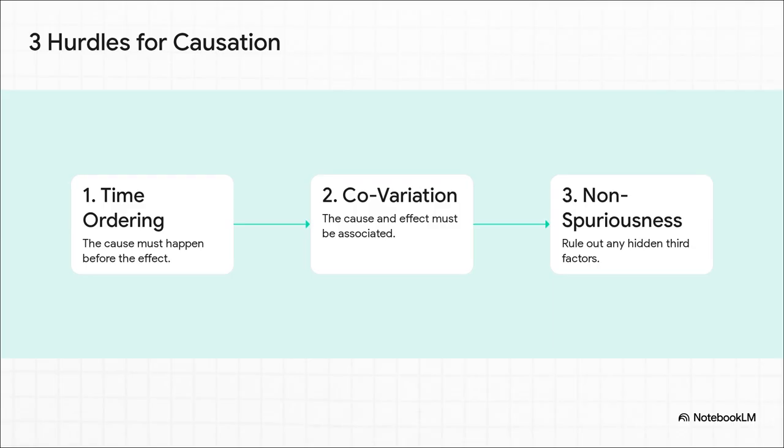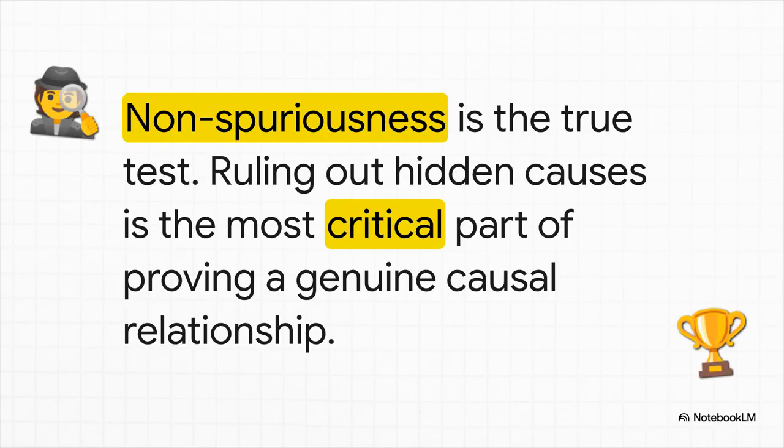To really claim you've found a cause, you have to clear 3 big hurdles. First, the cause has to happen before the effect. Makes sense. Second, the two things have to actually vary together. And third, this is the big one, non-spuriousness. You have to do the hard work of proving there isn't some other hidden variable pulling the strings. And that last hurdle, non-spuriousness, that's what separates the good theories from the great ones. It takes a ton of critical thinking to make absolutely sure that the relationship you're seeing is the real deal, and not just some illusion created by something you haven't thought of yet.